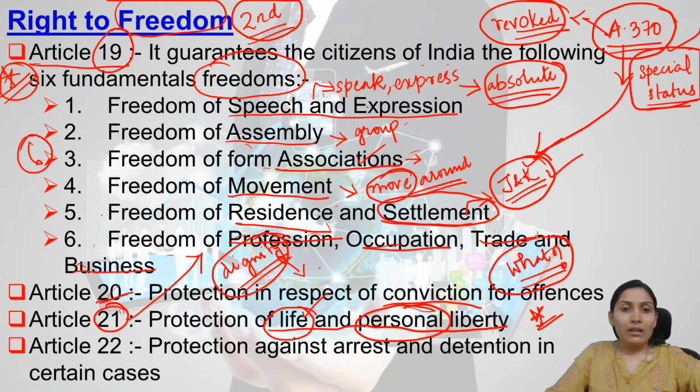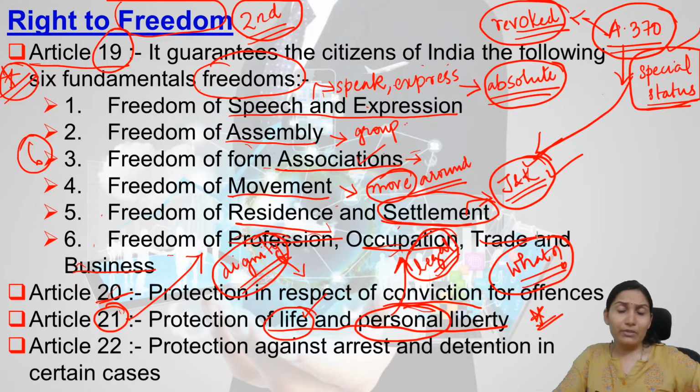Then, a person has personal liberty, and under personal liberty the Supreme Court has given legal status to living together relationships, such kind of things. That's your personal freedom, so the state cannot interfere in that. LGBTQ rights as well have been given by the Supreme Court under Article 21.